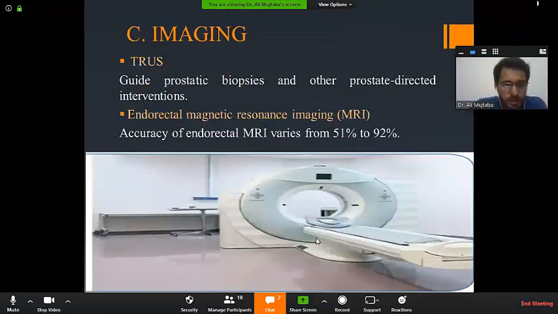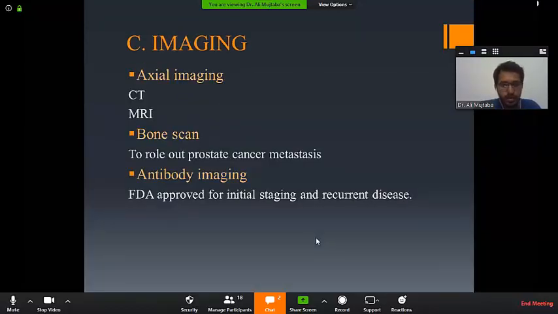The transrectal ultrasound guides the prostate biopsies. Endorectal MRI. The accuracy of endorectal MRI varies from 61 to 92%. X-ray imaging includes CT scan, MRI, bone scans. Bone scans are done to rule out any prostate metastasis. Antibody imaging. It is FDA approved for initial staging and treatment.